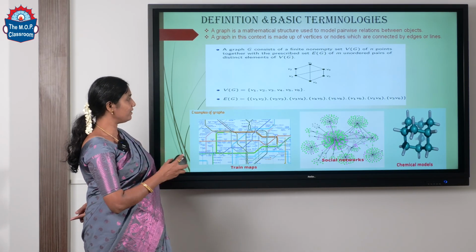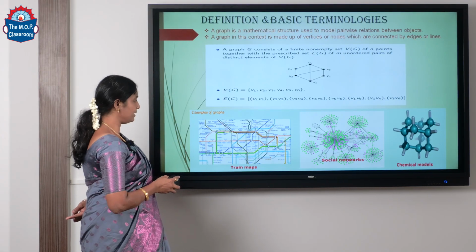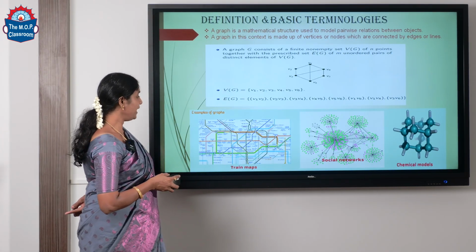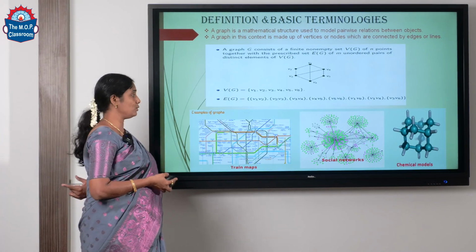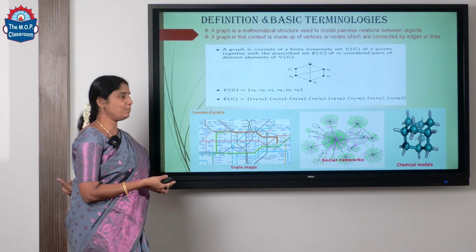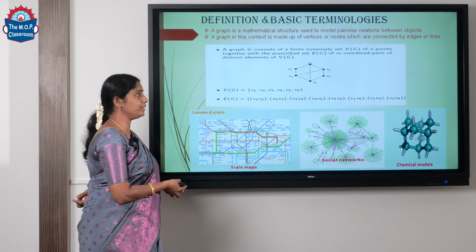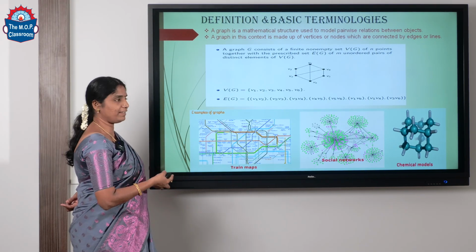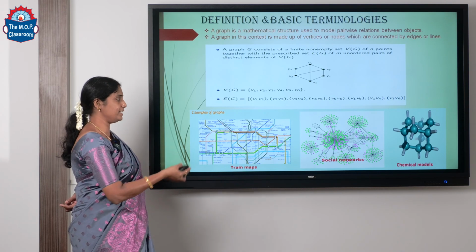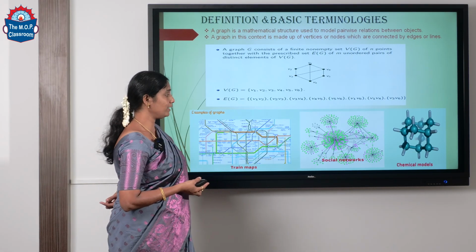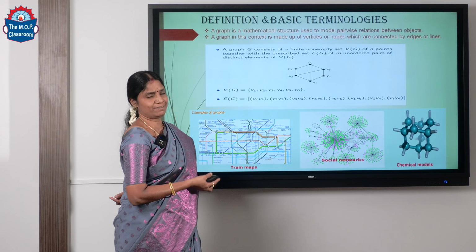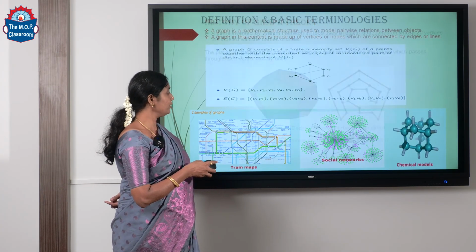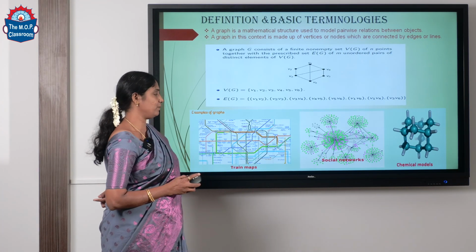I have given some examples for graph theory, which are train maps, social networks and chemical models. Any train map, mapping structure, or transportation network can be mapped with graph theory, and thereby we can find solutions to challenging problems. The next is social networks, as we all come across different types of social media, gadgets and information. So here you can find answers for such information also.